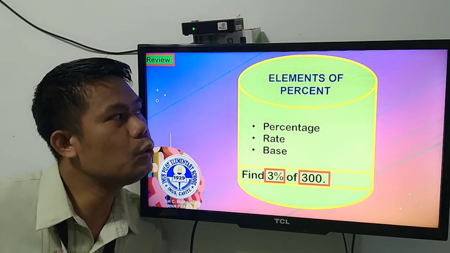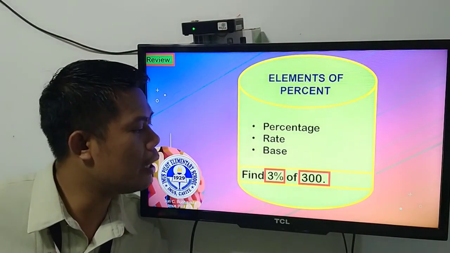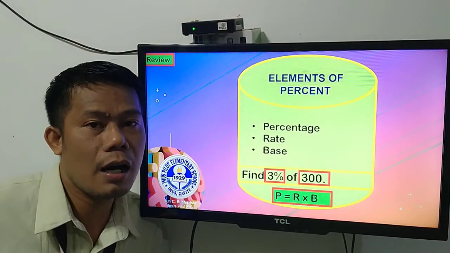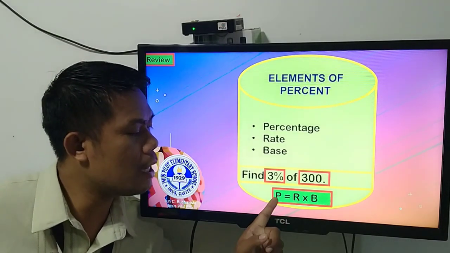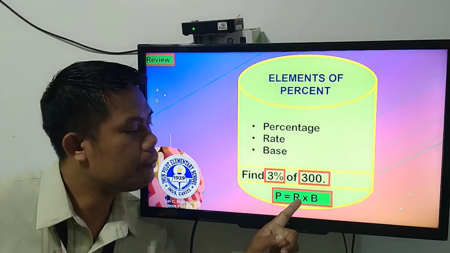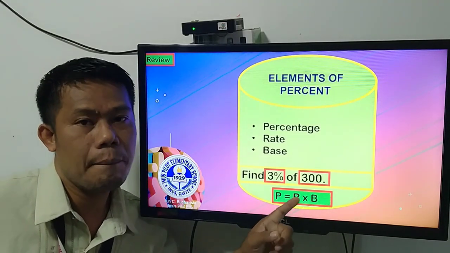And then, how do we find the percentage? Okay, we have the formula P equals R times B. So P represents the percentage, R represents the rate, and B represents the base.